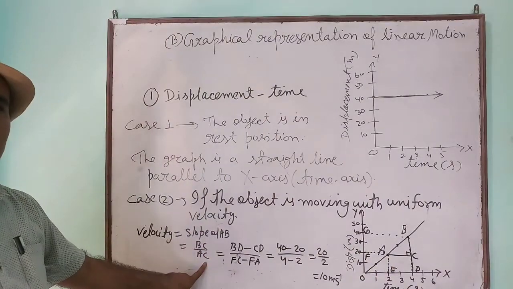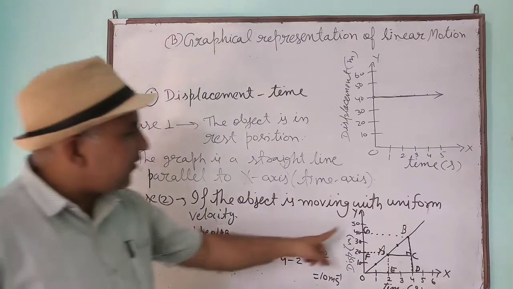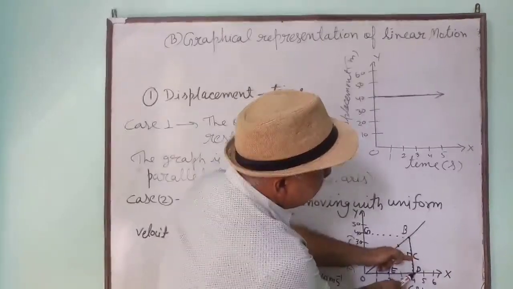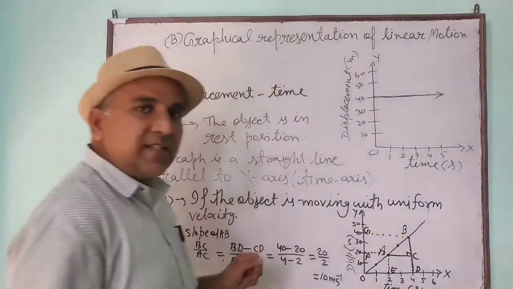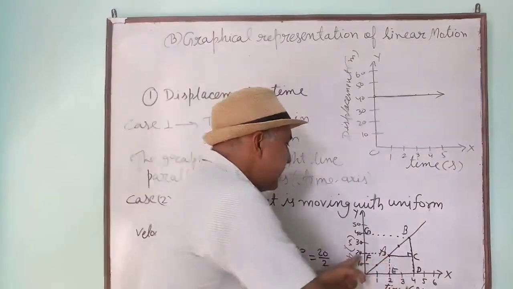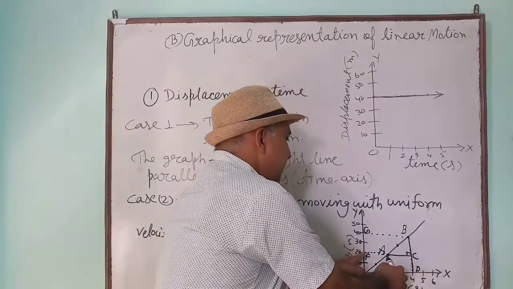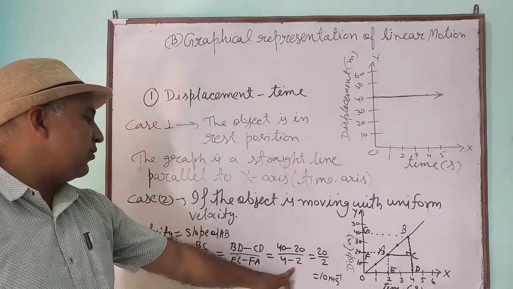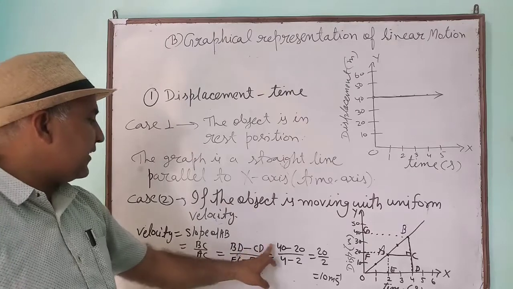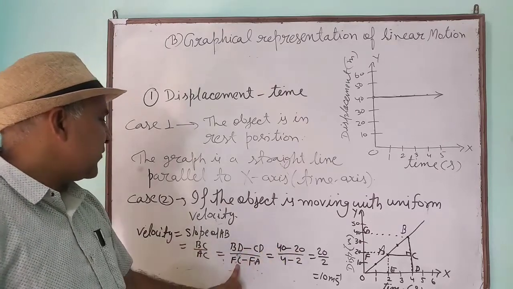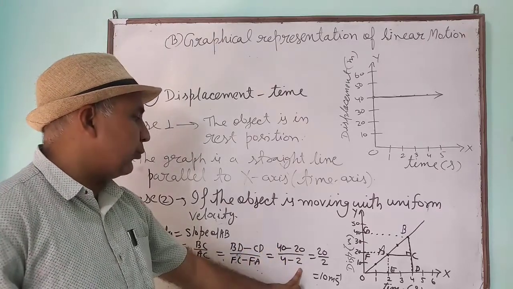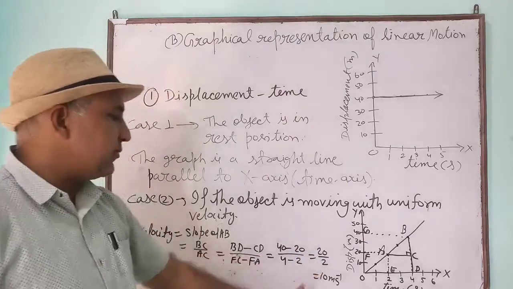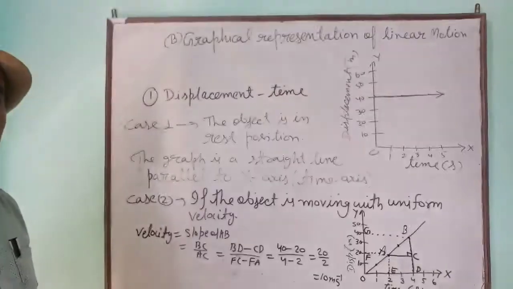BC upon AC is the slope. To find the value of BC, from the graph you can see that if we subtract CD from BD, we will get the value of BC. To find AC, if we subtract FA from FC, then we can get the value of AC also. Now by putting these values, BD is 40, CD is 20, FC is 4, FA is 2. 40 minus 20 is 20, 4 minus 2 is 2, that means 10 meter per second is the velocity.